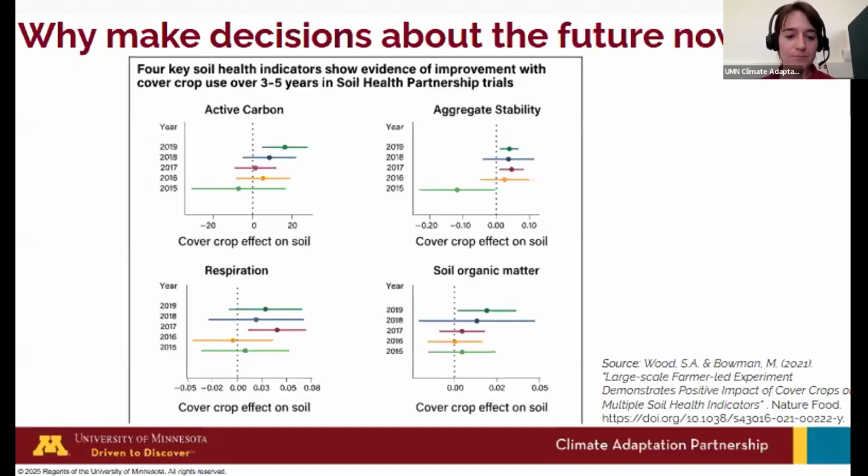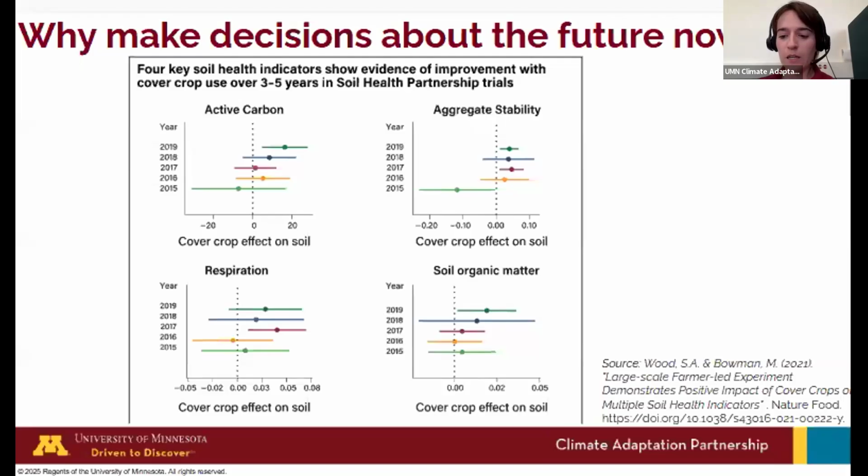This is a study looking at a number of farms across 9 states over 3 to 5 years, from 2015 to 2019. So the researchers were looking at changes in soil health indicators such as active carbon or soil organic matter. Over those 3 to 5 years, we did see increases in those soil health metrics. The thing to note, though, is that those changes were very small by each year.